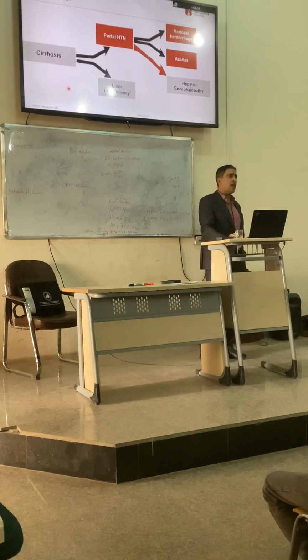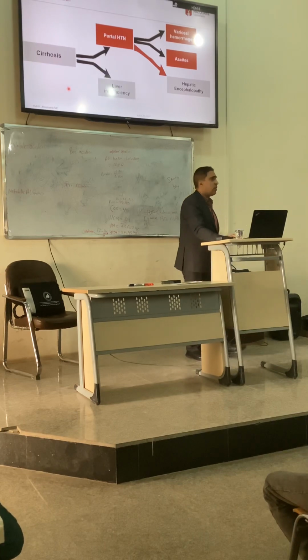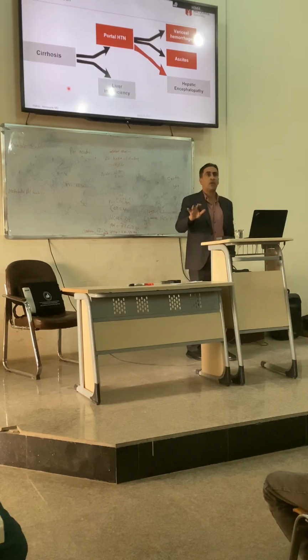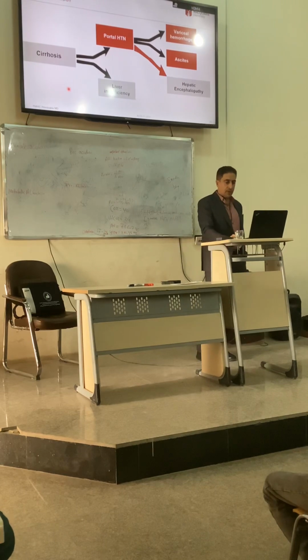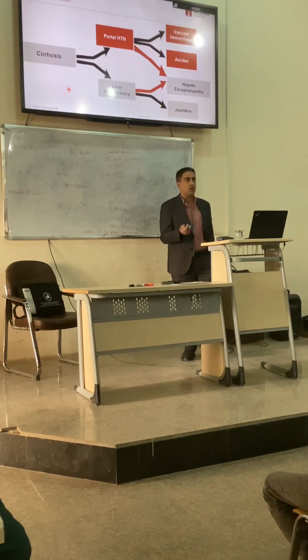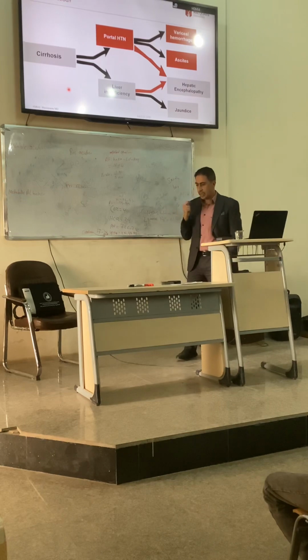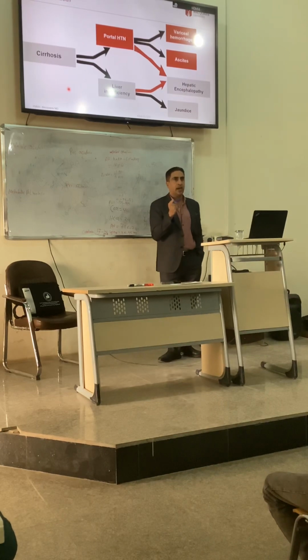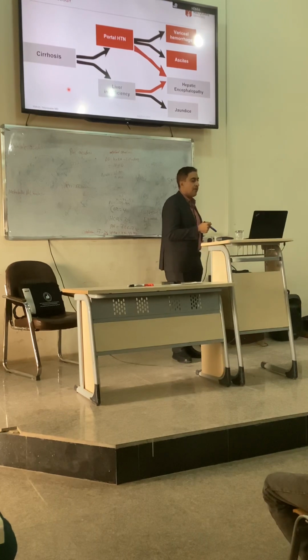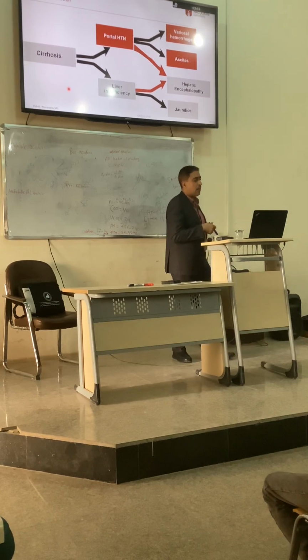There is another way of manifestation of liver cirrhosis in the patient, through reduction of the function of the liver. And when there is a reduction of the function of the liver, it leads to jaundice. And of course, hepatic encephalopathy. So hepatic encephalopathy can be manifested in two ways, either because of portal hypertension or because of reduced liver function.